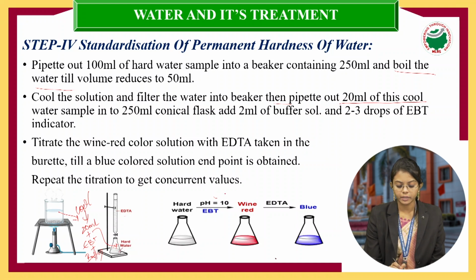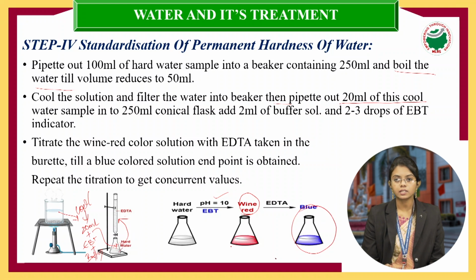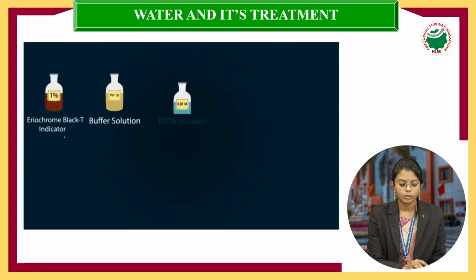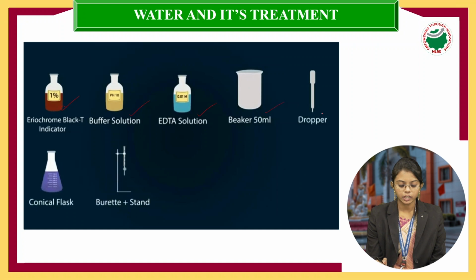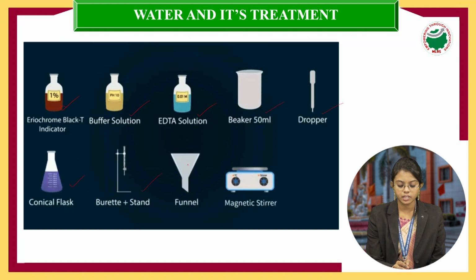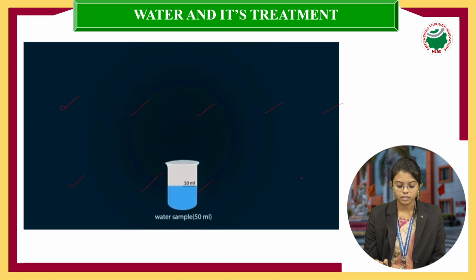So hard water in the presence of EBT and the buffer solution gives a wine red color solution. When you titrate this wine red color solution with the EDTA solution, you can see formation of blue color. So blue color here is the end point. You have to stop your titration and note down the concordant values. Practically, we are taking the indicator, buffer solution, EDTA solution, beaker, dropper, conical flask, burette stand, funnel, and magnetic stirrer.